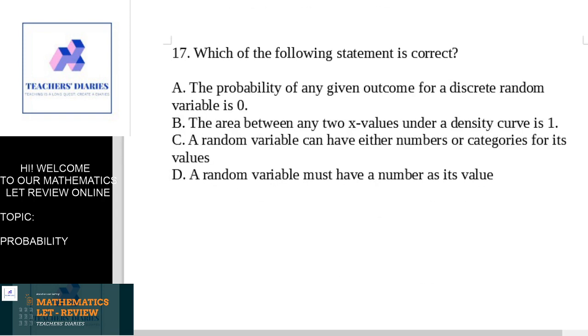Let's proceed to number 17. Which of the following statements is correct? A. The probability of any given outcome for a discrete random variable is 0. Letter B. The area between any two x values under a density curve is 1. Letter C. A random variable can have either numbers or categories for its values. Letter D. A random variable must have a number as its value.